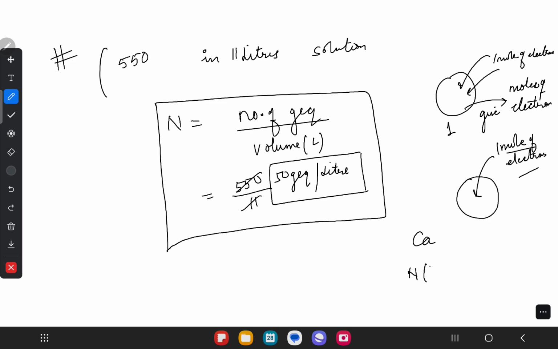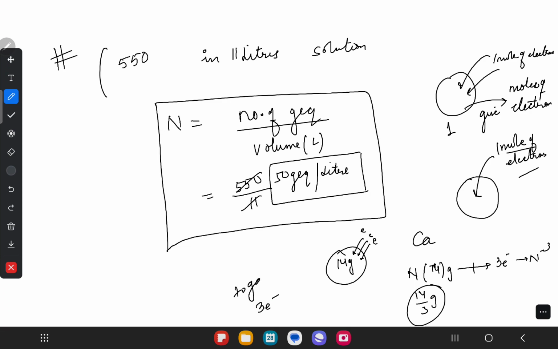Non-metal is nitrogen, atomic number 14. So we say that 14 grams needs 3 moles of electrons to become N minus 3. So this packet, if you fill it with 14 grams, it is going to gain 3 electrons. But it will not be a gram equivalent anymore. So to gain 1 mole of electrons, you will need 14 by 3 grams of nitrogen, isn't it?